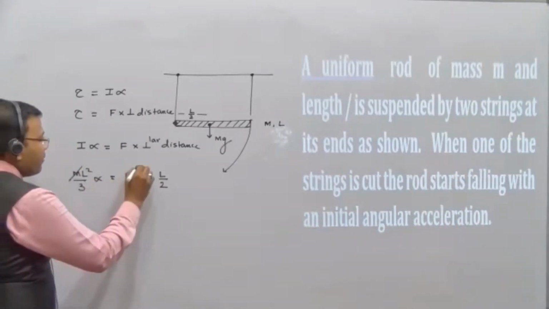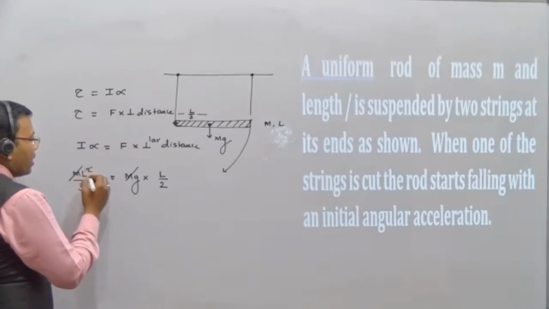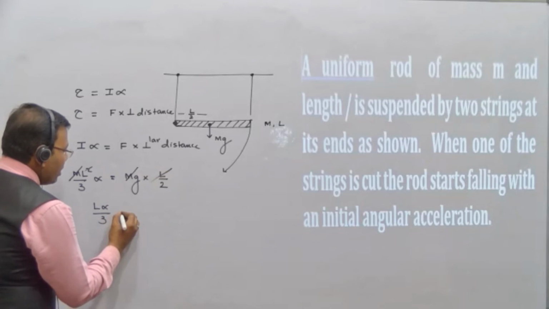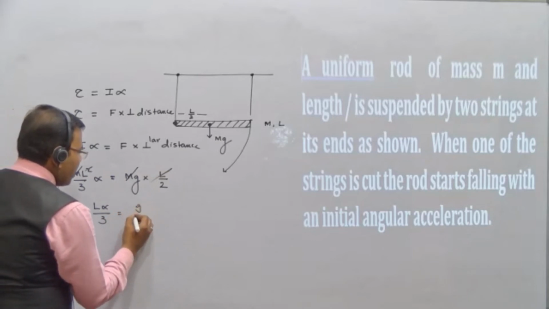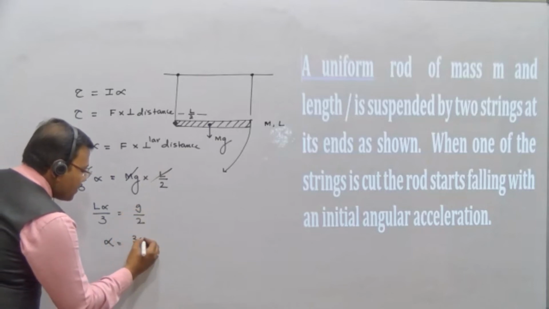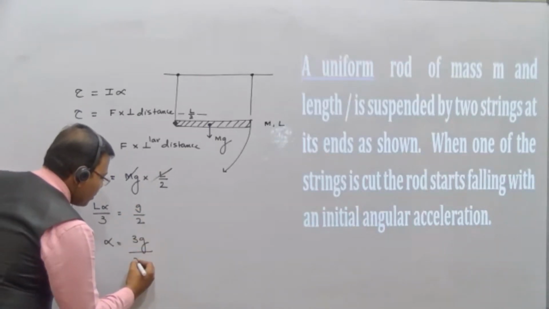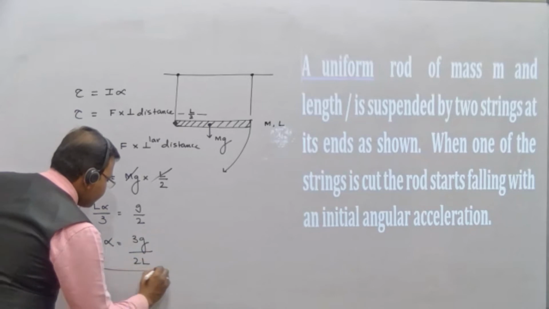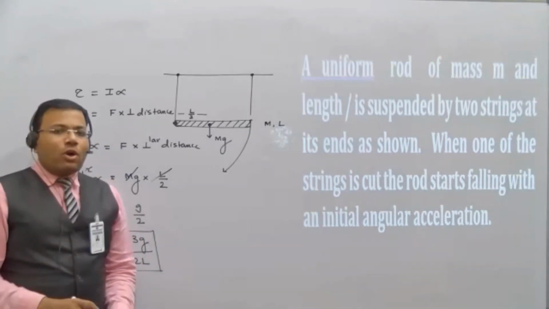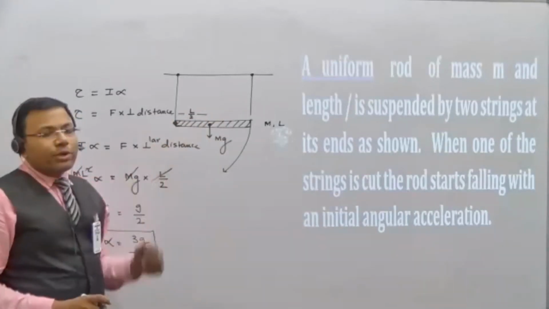Now let us simplify it. M gets canceled, one L gets canceled. So it is L alpha by 3 equals G by 2. So alpha equals, just cross multiply, 3G by 2L. So this is the initial angular acceleration of the rod with which it starts to rotate.